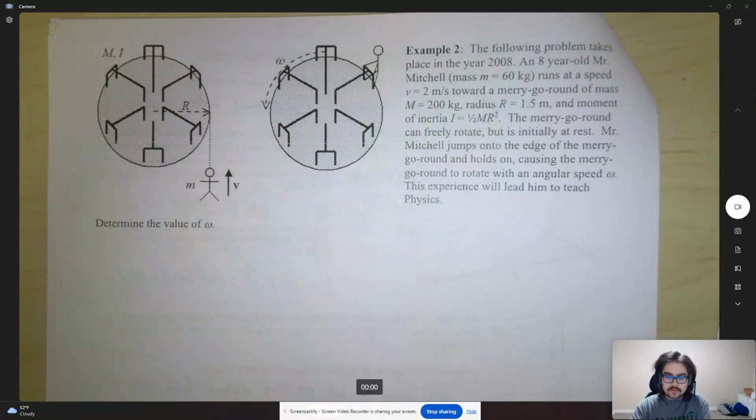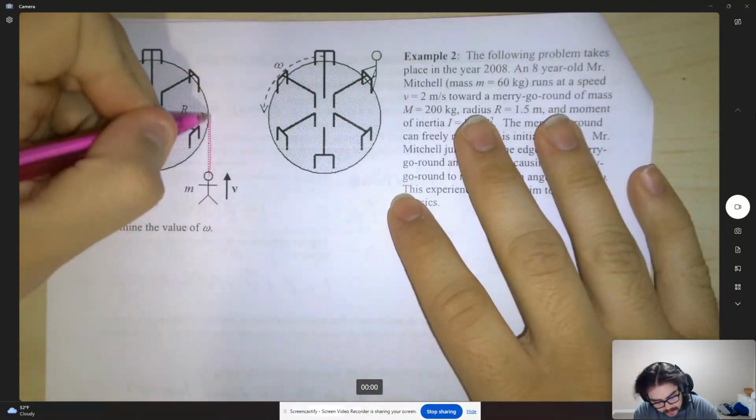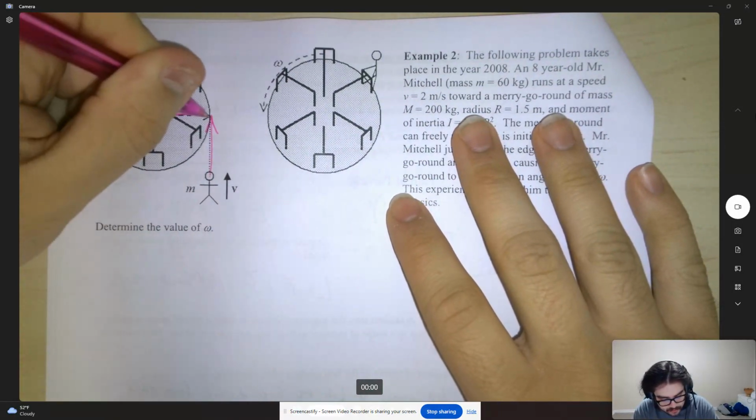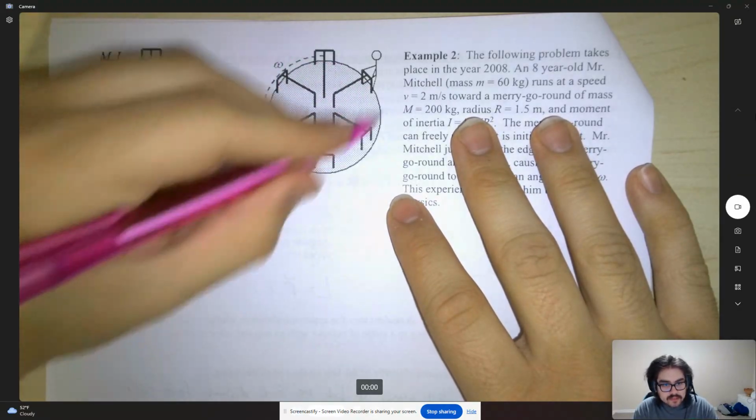So now we need to figure out the value of omega. Well, what's happening is I'm running into the merry-go-round, a distance r from the center, and then it's going to rotate this way.